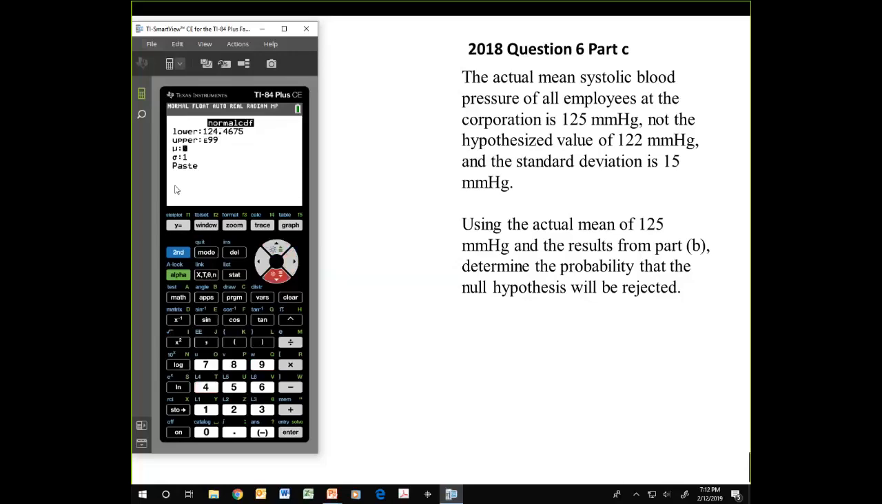All right. The mean, now this is what I would tell the students is the truth. This is what's really out there. So the actual mean is 125 and the standard deviation is 1.5. The result is 0.6387 and a few more decimal places.